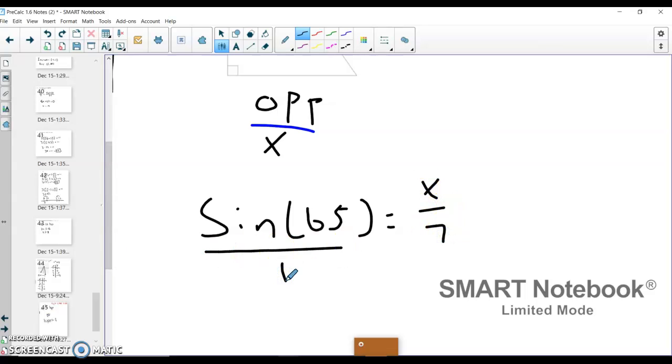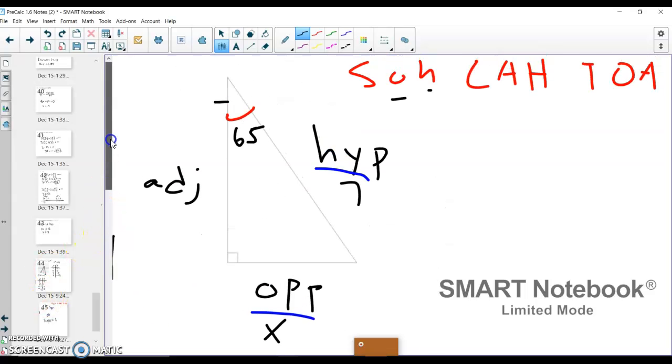I can put sine over 1 and I could cross multiply and solve here. Okay? So really, the heart of sine, cosine, and tangent is evaluating which sides of a right triangle I have. In this case, you can see I have opposite and hypotenuse, and I have nothing for adjacent.